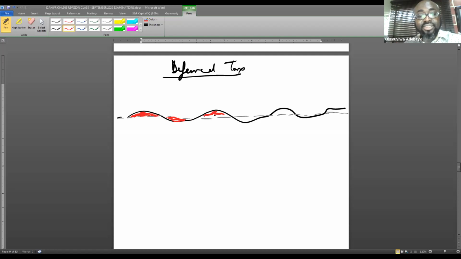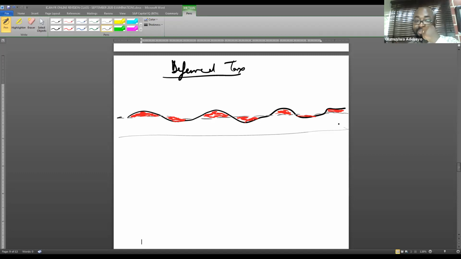Take away the excesses, we fill the potholes. Excesses like that. At the end of the day, what do you come out with? We come out with a road that is slightly motorable. Something like this, after what we have done.